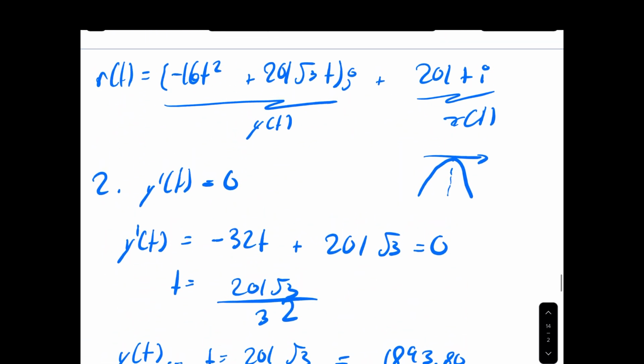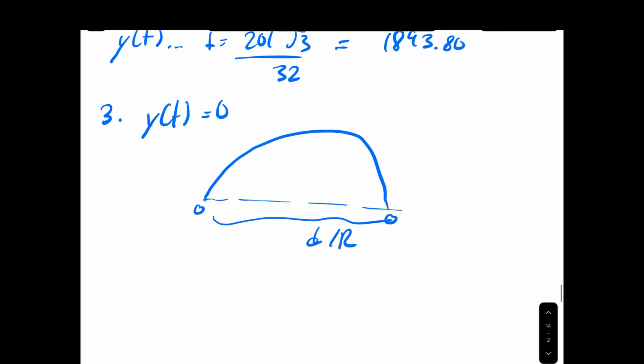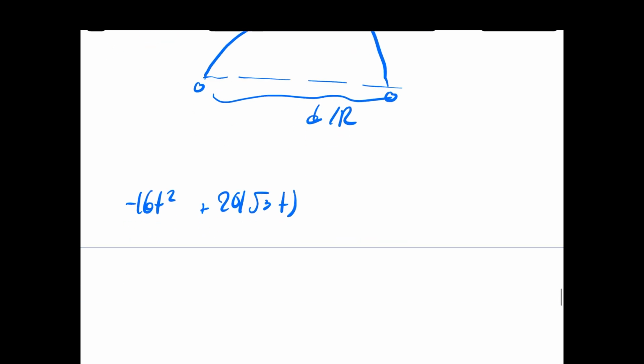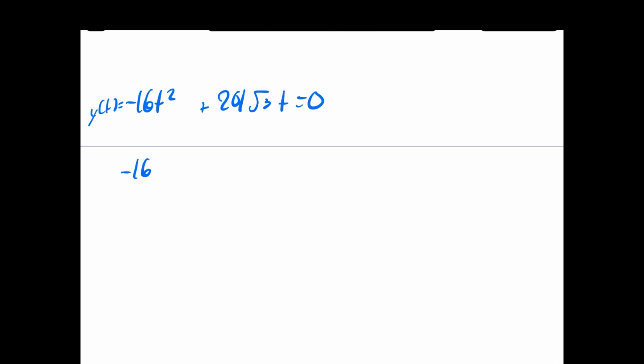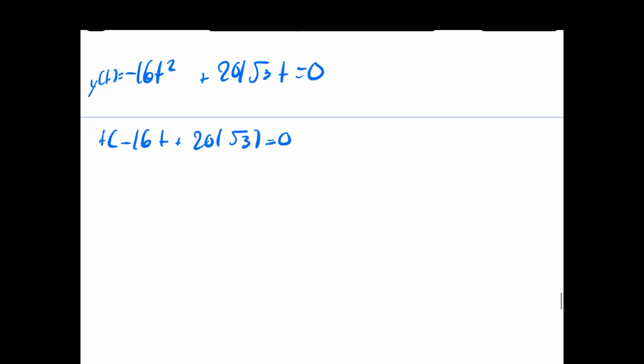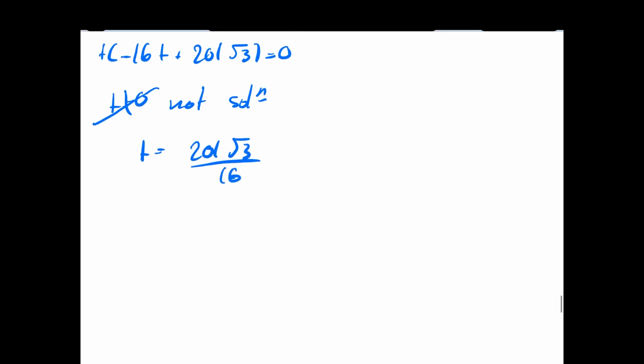Let's copy just this, actually. Okay. And we're going to solve for when this equals 0. And so you can factor out negative 16 to get t plus 201 root 3 equals 0. Remember, one solution is t equals 0. This is not the solution we want, because that's just where it starts off. We want its next solution, which would be t equals 201 root 3 over 16, okay?